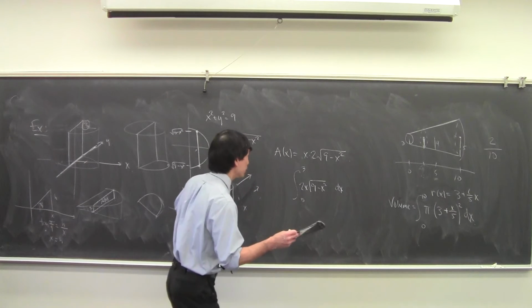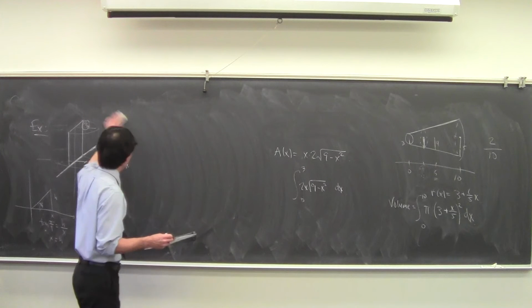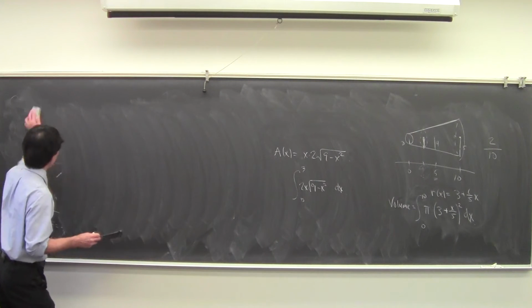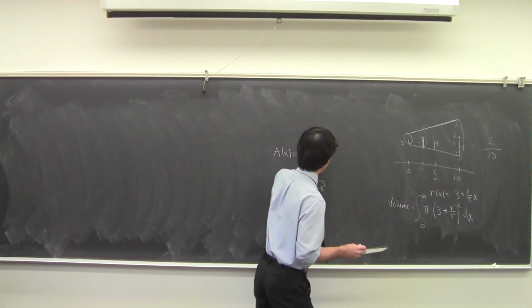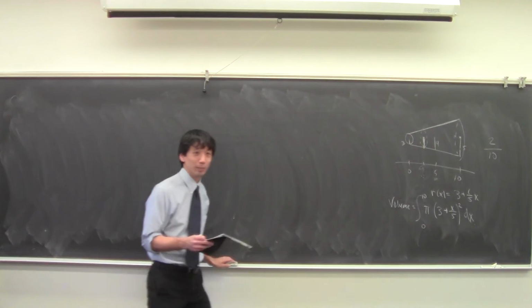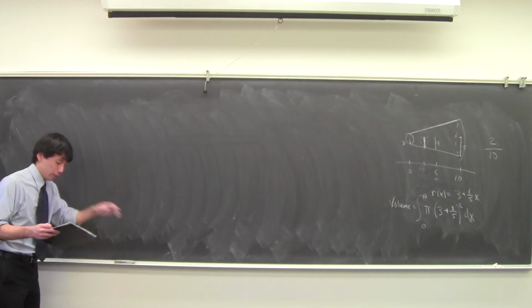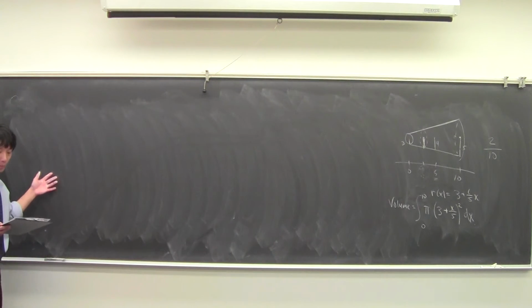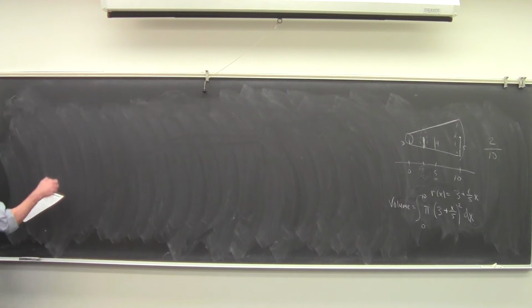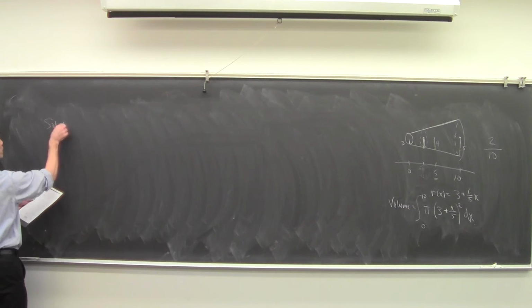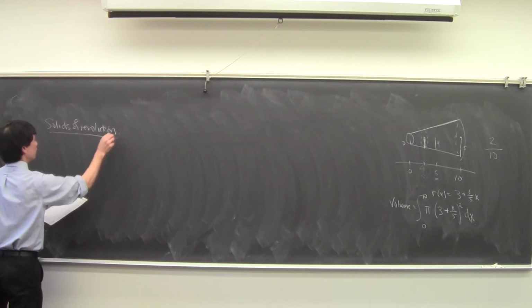Okay, so this is the basic idea. You take slices. And there's a whole class of problems that people do by slices, and the reason people do them is because they're easy to figure out. You can figure them out using slices. And the class of problems is called solids of revolution.